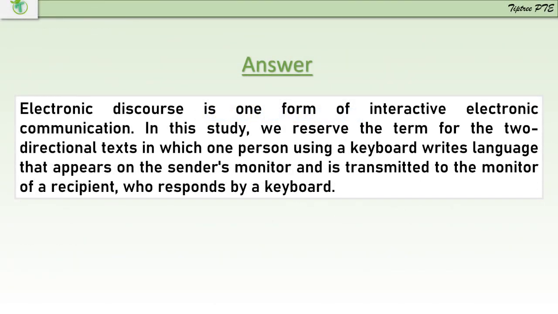Electronic discourse is one form of interactive electronic communication. In this study, we reserve the term for the two-directional texts in which one person using a keyboard writes language that appears on the sender's monitor and is transmitted to the monitor of a recipient, who responds by a keyboard.